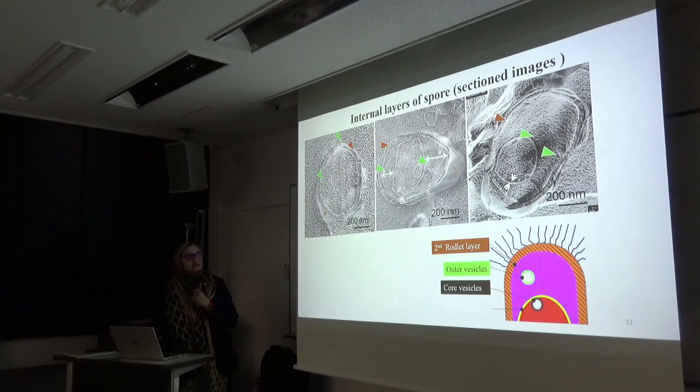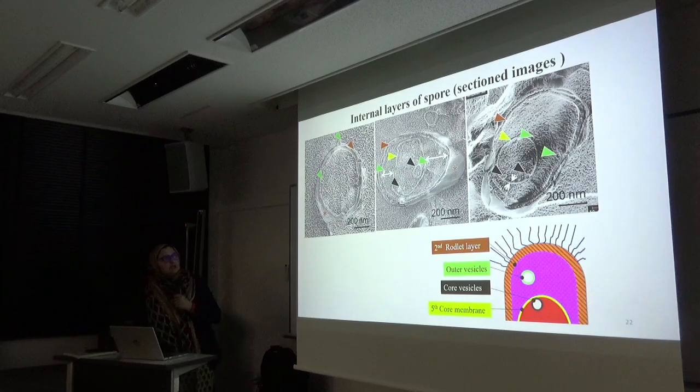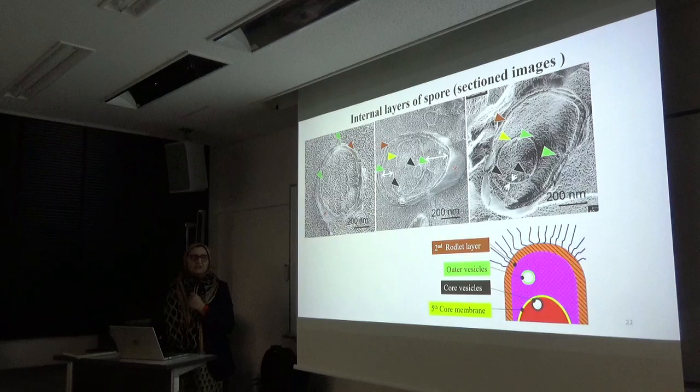And then we could see the core vesicles indicated with the black triangle. These are inside the core, and then we could see the core membrane, which is indicated with the yellow triangle. So these are some more layers which we could see with the help of quick freeze deep etch electron microscopy.